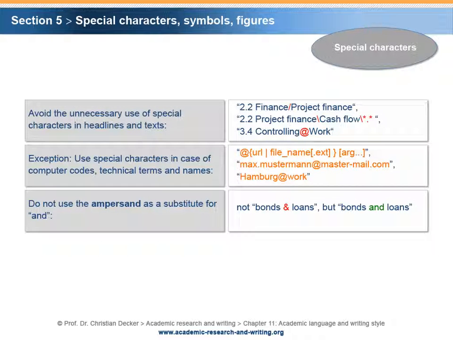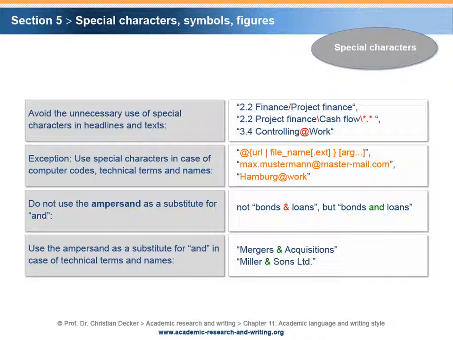Do not use the ampersand as a substitute for "and." For example, not "bonds ampersand loans," but "bonds and loans." In contrast, use the ampersand as a substitute for "and" in case of technical terms and names. Example: mergers ampersand acquisitions. Or, another example: Miller ampersand Sons Limited.